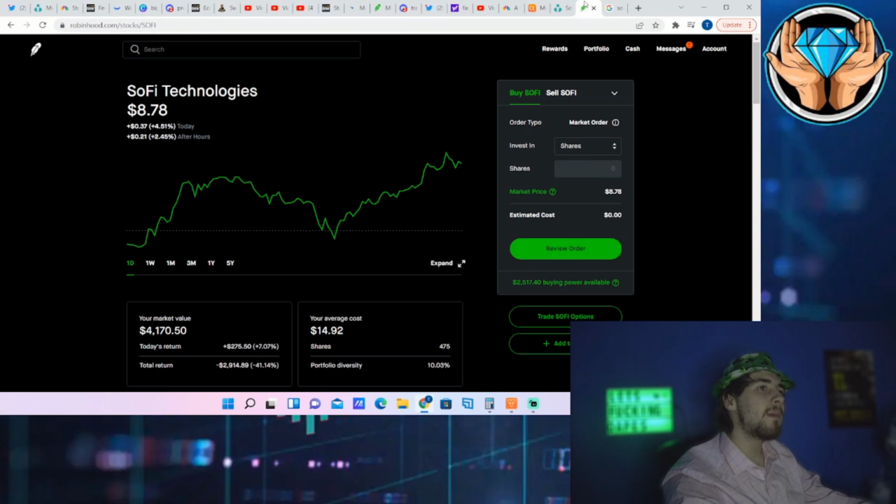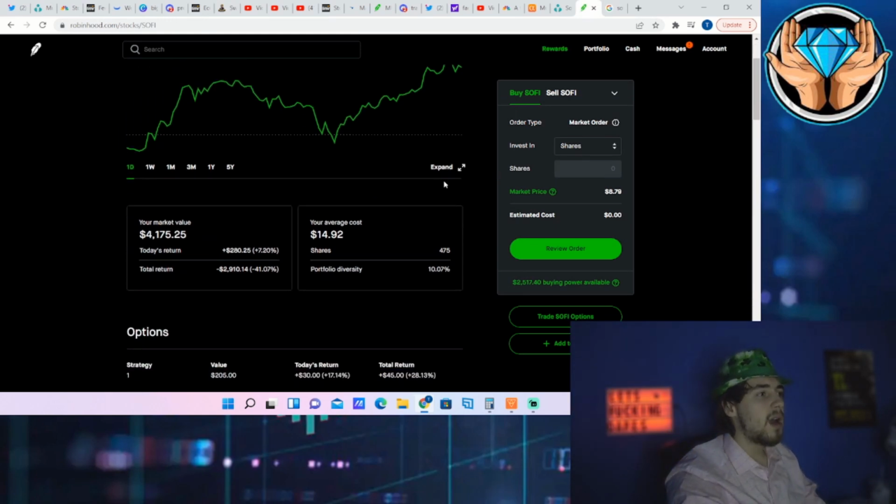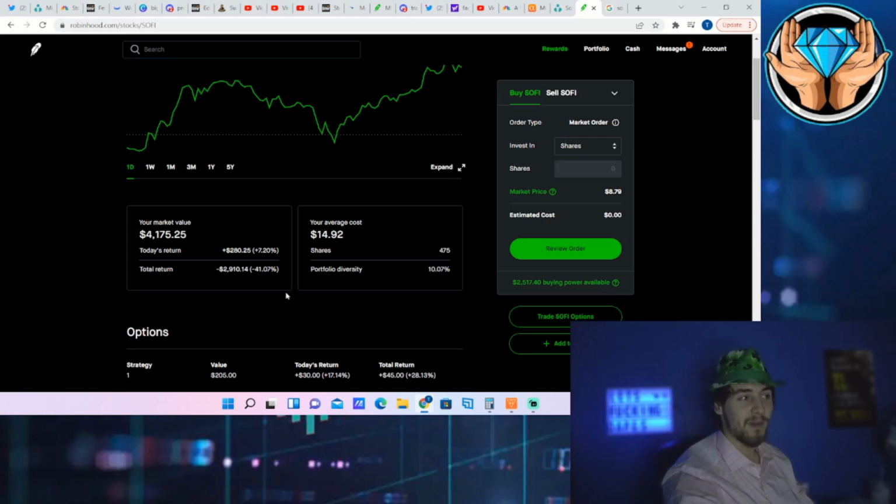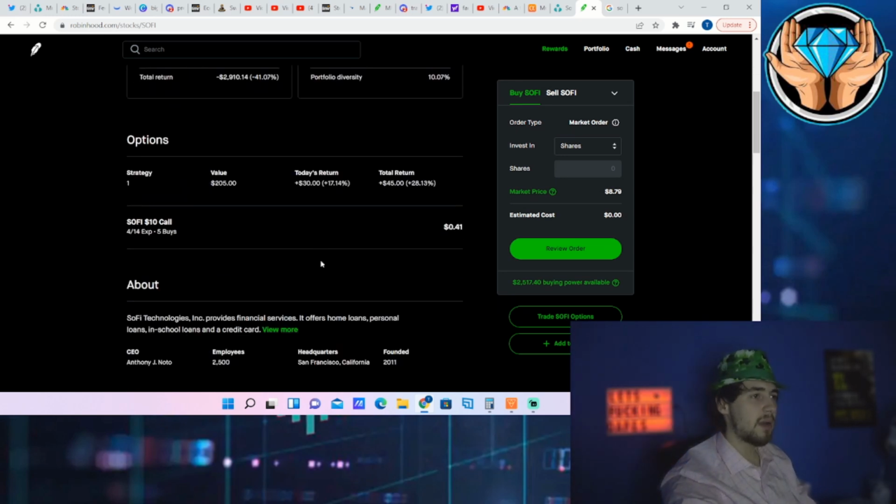And finally, my position in SoFi, average cost of $14.92, 475 shares in this portfolio, 10% of the portfolio weighting, which is, I mean, a lot, and I'm down 41%, down about $3,000. Market value of $4,175, up $280 today. I will take it.